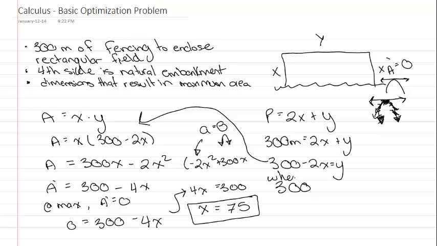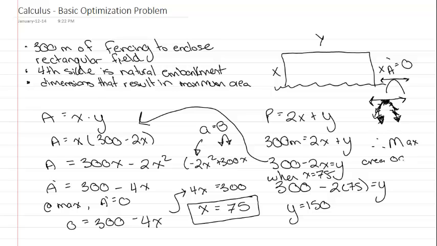So when x is equal to 75, that'd be 300 minus 2 times 75 is equal to y, and y is equal to 150. So then I would say, therefore, my max area occurs when we have x is equal to 75 meters, y is equal to 150 meters, and then of course 75 times 150 would give you what the actual maximum area is. Okay, and that's it. Thanks for watching.